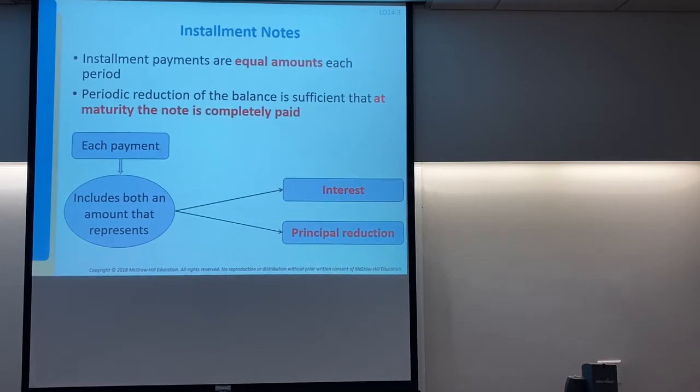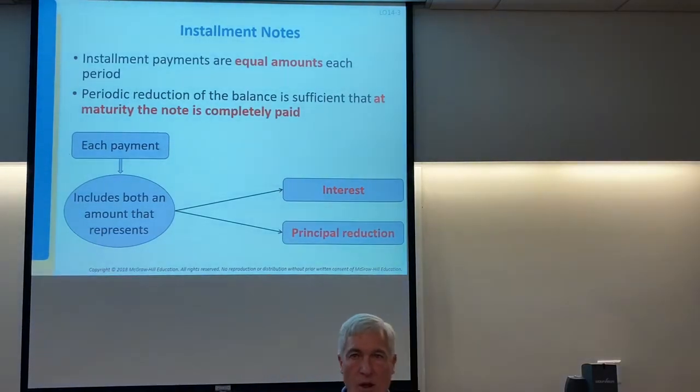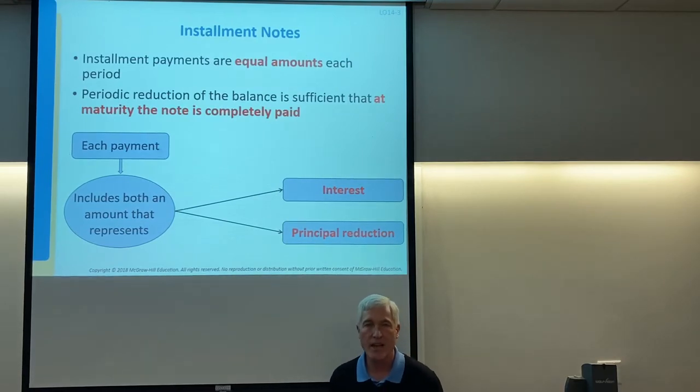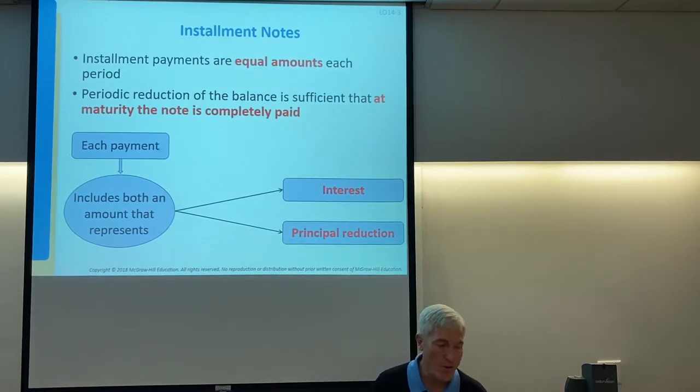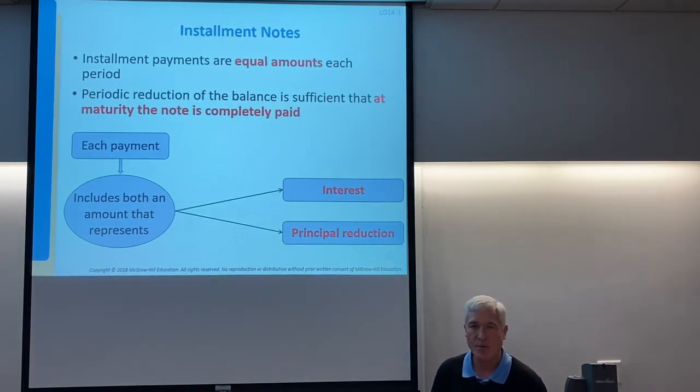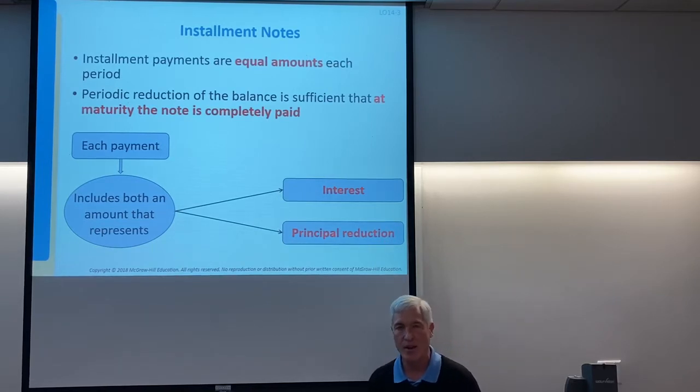Okay, class, this is chapter 14. The back half of the chapter, first lecture was on bonds payable. Now we're going to talk about installment notes. Again, another time value of money problem, if you will. And so installment notes are pretty much like the mortgage example that I used when we talked about time value of money in chapter 6.